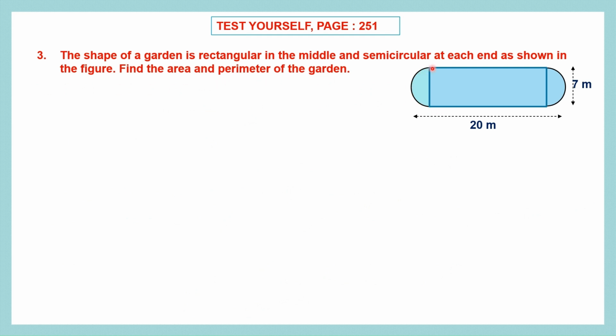Now the second part, we have to find the perimeter of the garden. Perimeter means just this border outside. So what does it cover? Length of the rectangle plus the circumference of the semicircle, again length of the rectangle plus the circumference of the semicircle. So two lengths of the rectangle and two circumferences.